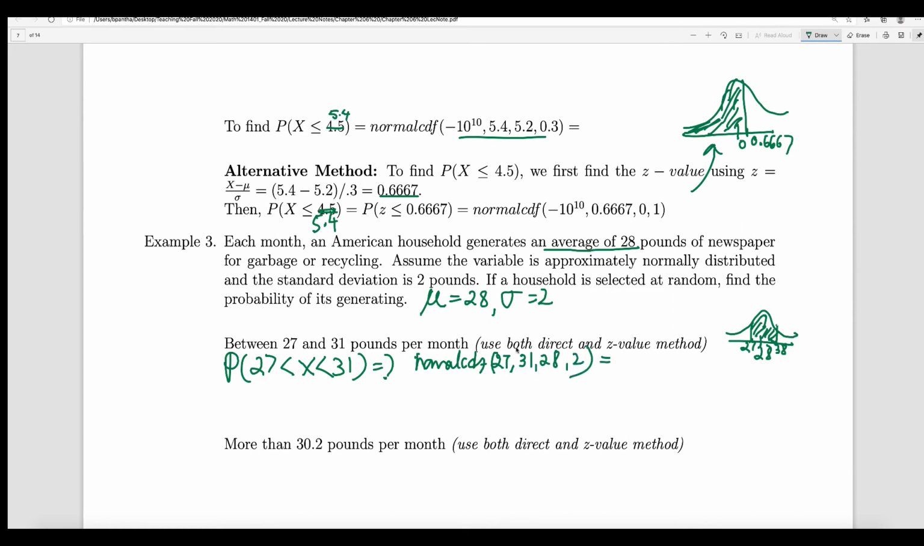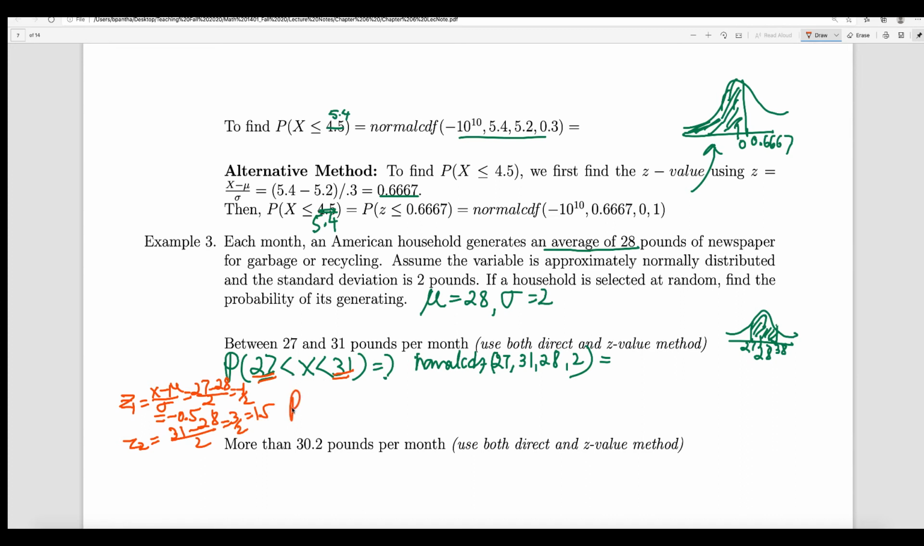Okay, now it says use both direct and g value method. To do the g value method, you find the g value for this one, and you find the g value for the other one. So let's say g1 is x minus mu over sigma. That is 27 minus 28 over 2, right? That is negative 1/2, that is negative 0.5. That is the g value for that x value, okay? Similarly, g2 will be x minus mu over sigma, which is 31 minus 28 over 2. That will be 3/2, that is 1.5.